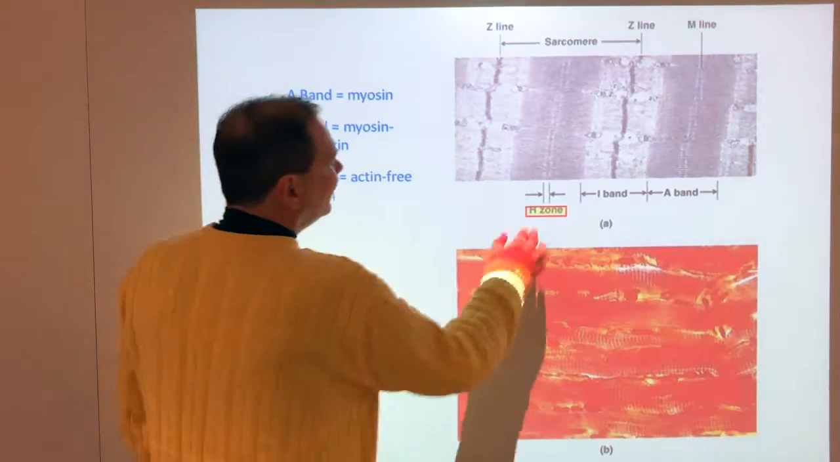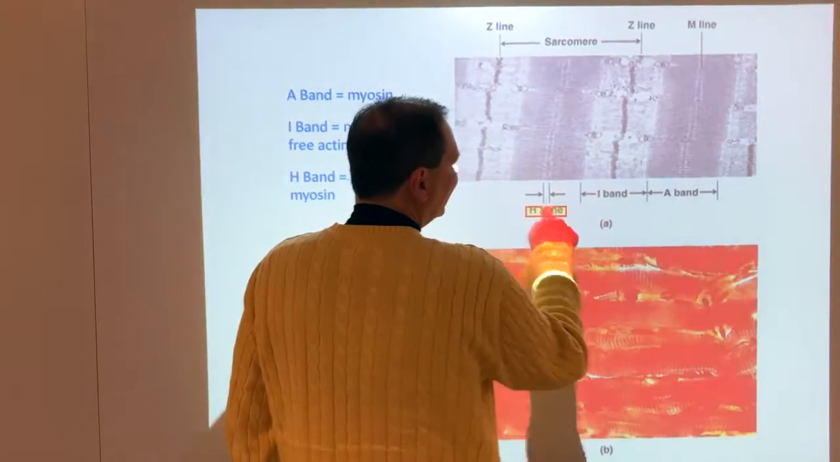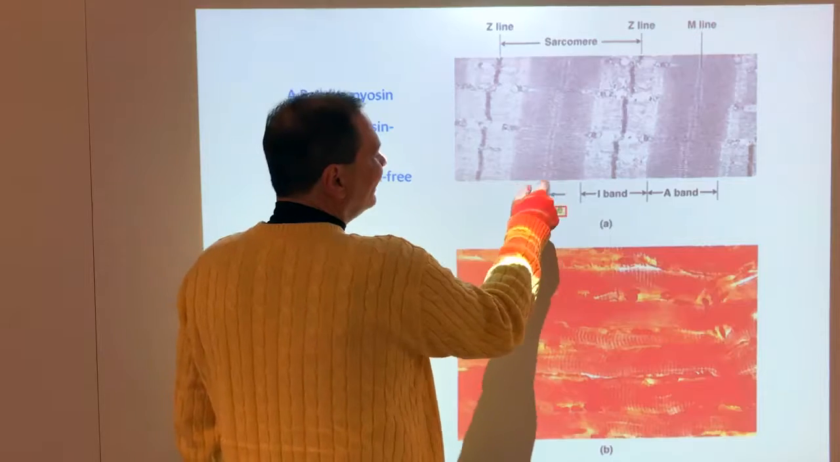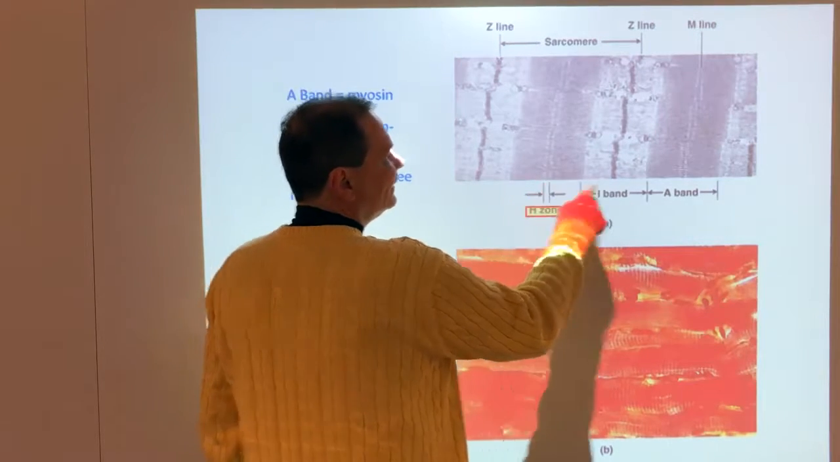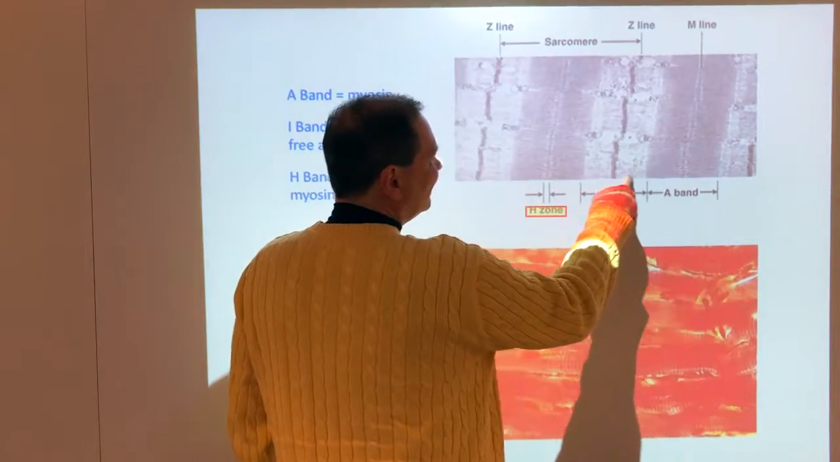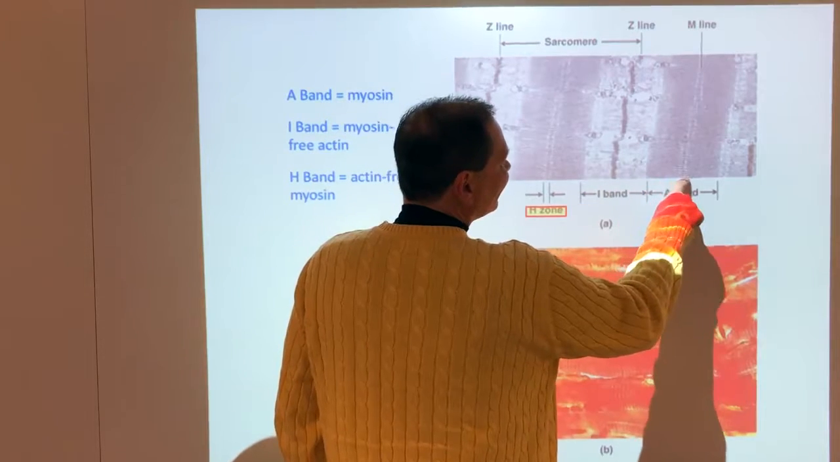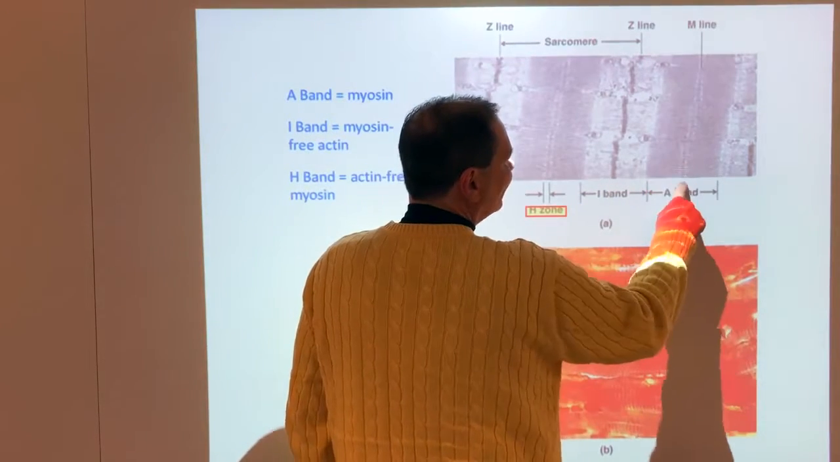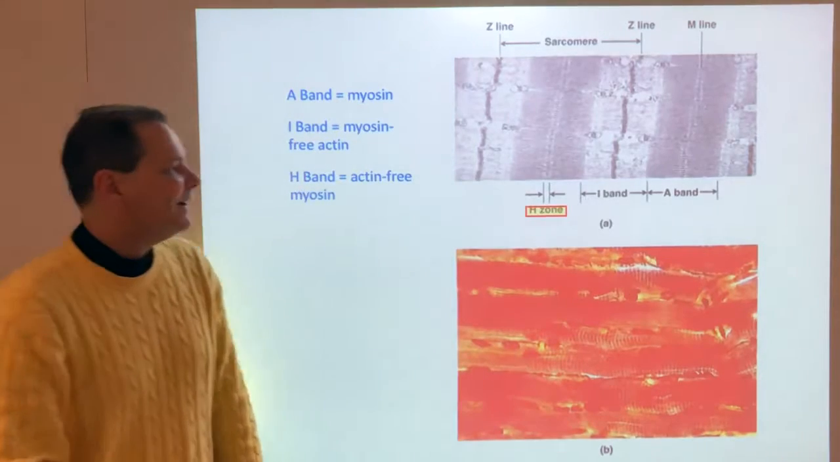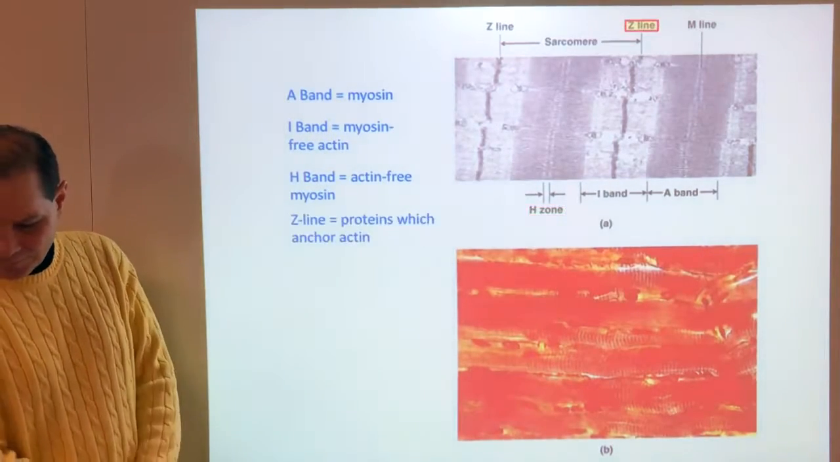Your H band is part of the A band, right here. It is myosin, which is actin-free. So this is actin from here all the way to here, and then you've got some myosin in here, which is a little bit lighter colored, that doesn't have any overlap with actin. That is your H zone or your H band.